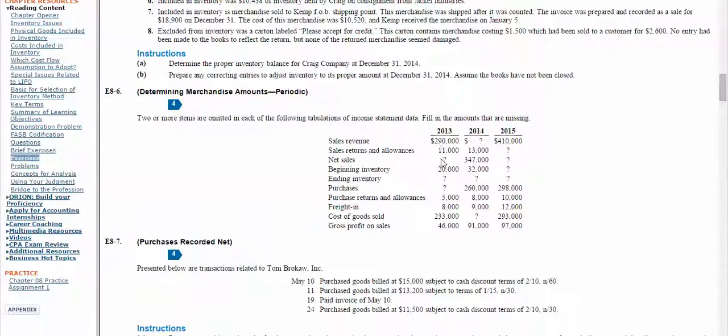Sales revenues minus sales returns and allowances gives us net sales. So that minus that gives us that. Beginning inventory is kind of separate. Beginning inventory plus purchases, and net purchases, so we take the purchases and adjust for the purchase returns and allowances. So beginning inventory plus purchases minus ending inventory gives us cost of goods sold. Then net sales minus the cost of goods sold gets us to the gross profit. So those are the formulas we're working with.